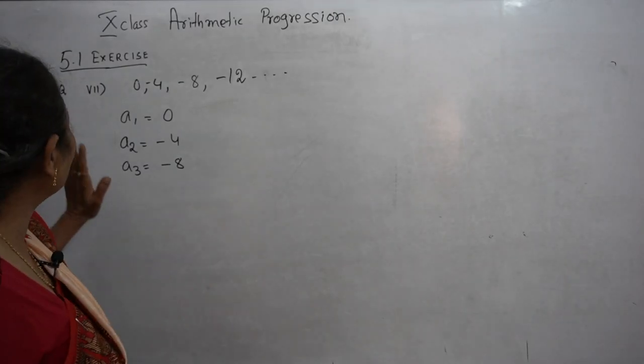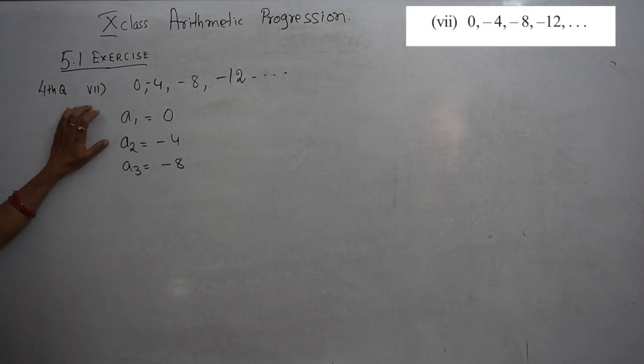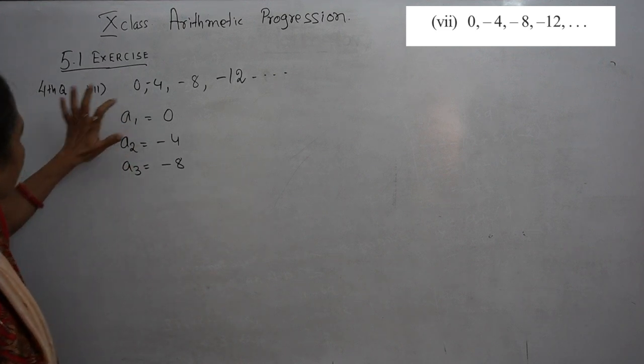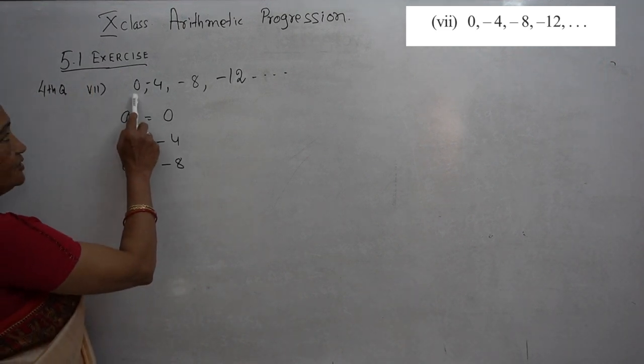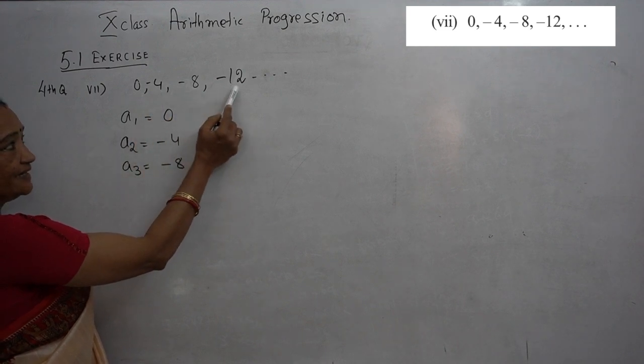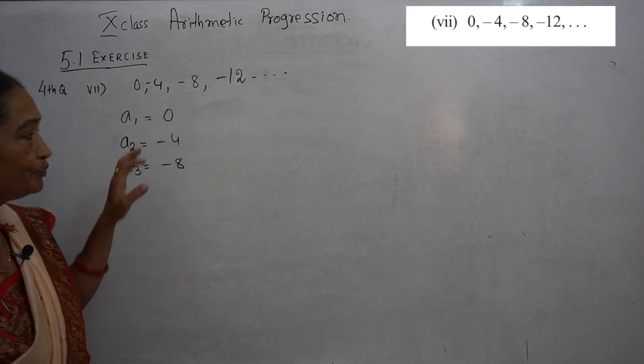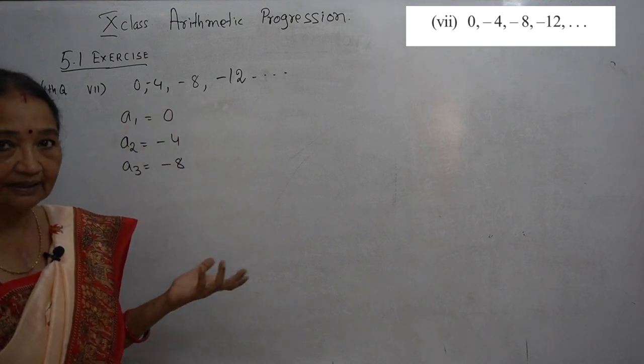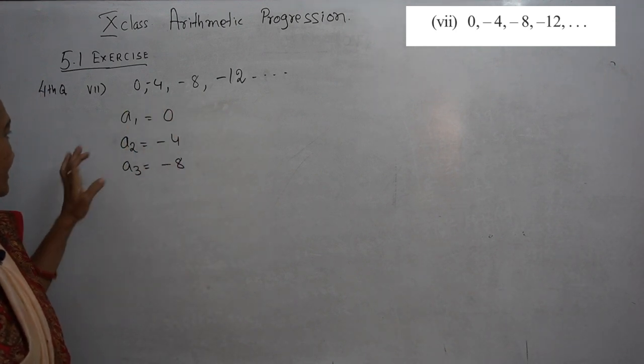Okay, now we shall do the 7th sum. Which question? The 4th question, and that is in Exercise 5.1. Here he has given 0, -4, -8 and -12. From this we have to find whether it is in AP or not, like what we did in the last class.